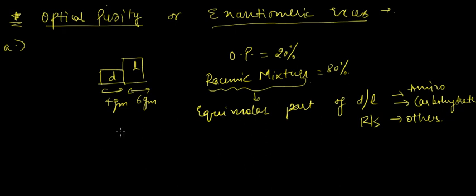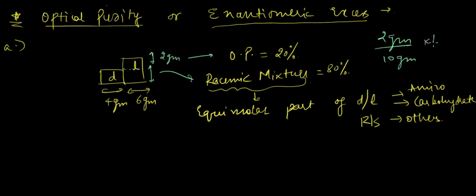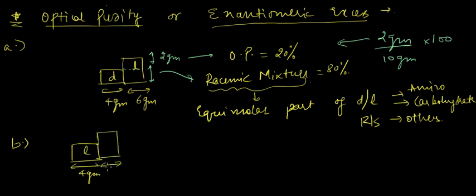Okay, so if you look closely at this example, the 4 gram part till here would be racemic, and the remaining 2 gram would be available for optical purity. So a total of 2 gram out of 10 gram total D plus L, times 100, gives me 20% purity. Okay, similarly let's take another example in which we have 4 gram L and 6 gram D. So what would be the optical purity?